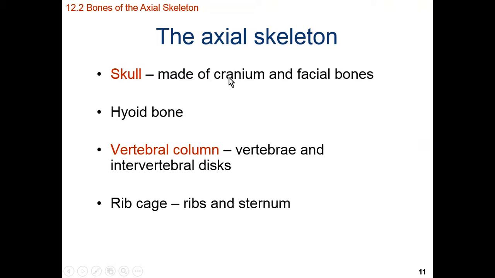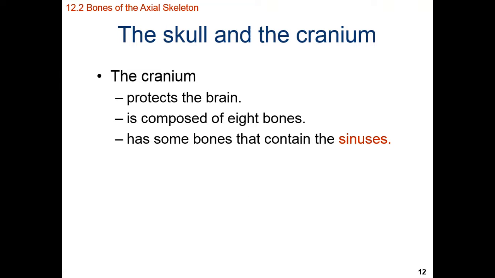enclose our brain. There's a special bone in our axial skeleton directly inferior, directly beneath the skull, known as the hyoid bone. And we also have the vertebral column, all of our vertebrae, and the intervertebral disc, and the rib cage, which is going to be our rib and sternum. So this is all part of our axial skeleton. So let's talk about the cranium.